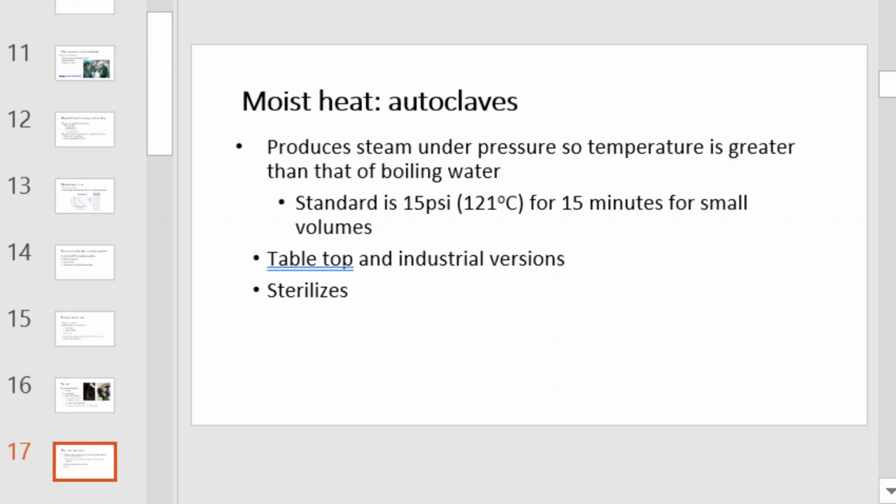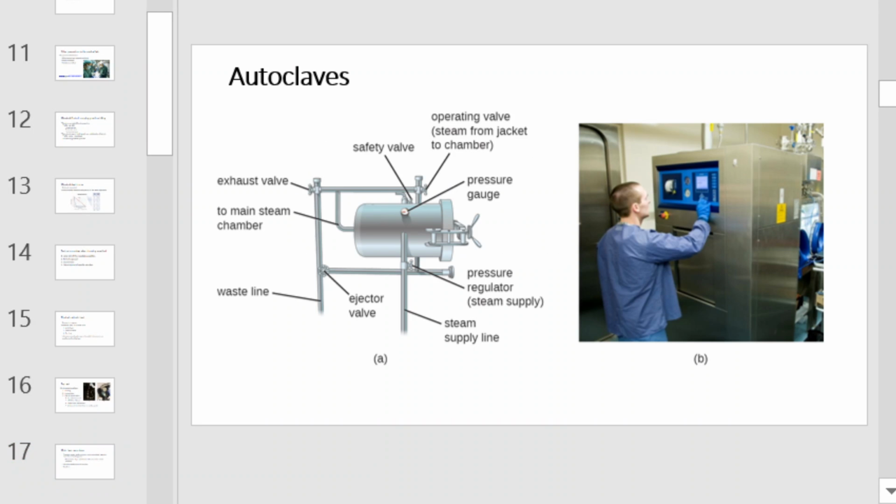One key is that the object must be open to the environment inside of the autoclave. Sealed objects, while they would be sterilized on the outside, would not be sterilized on the inside and might actually explode if not left open. This is an example of an autoclave. You will not be tested on the working parts of one.